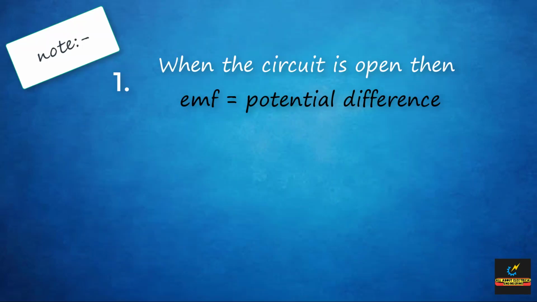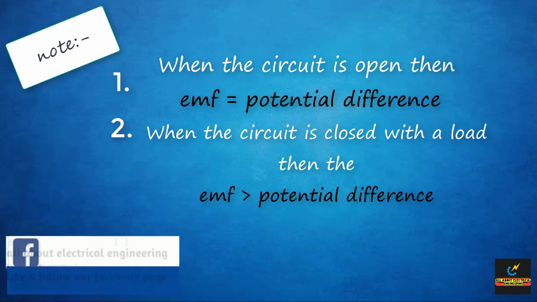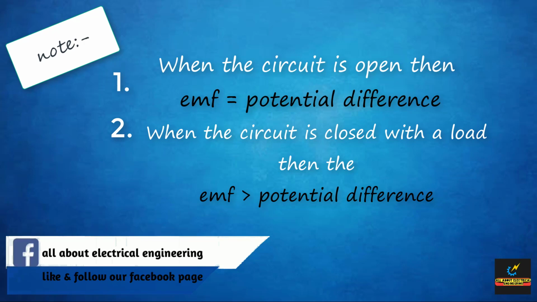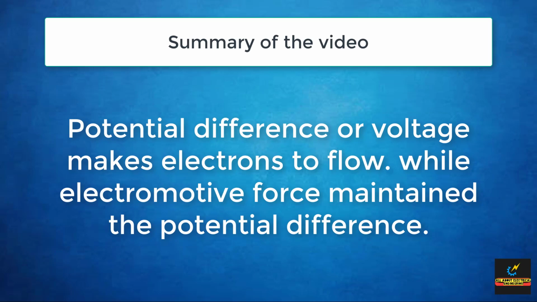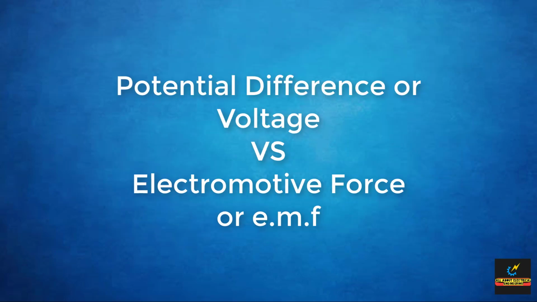Please note that when the circuit is open, the EMF is equal to the potential difference. When the circuit is closed with a load, the EMF is greater than the potential difference. So, EMF is the cause for potential difference. Now we can summarize the video. Potential difference or voltage makes electrons flow, while electromotive force maintains the potential difference. Now I think there is no confusion about potential difference or voltage and EMF or electromotive force.